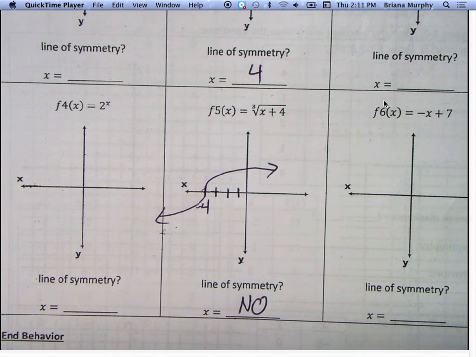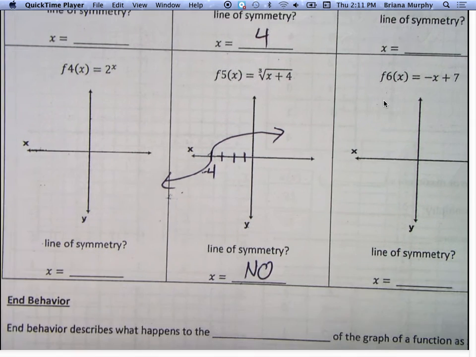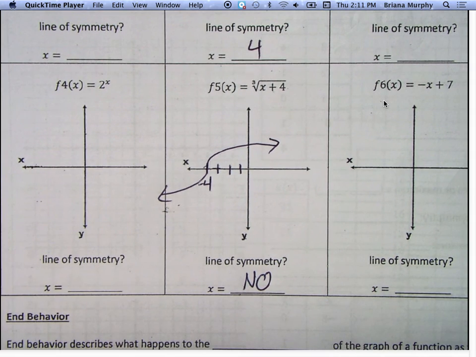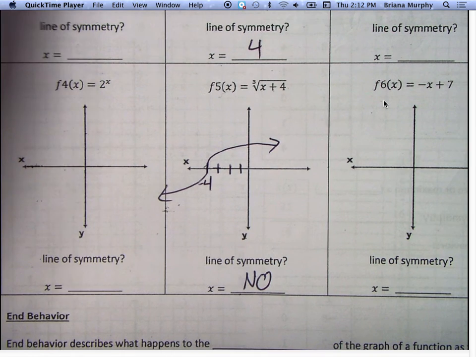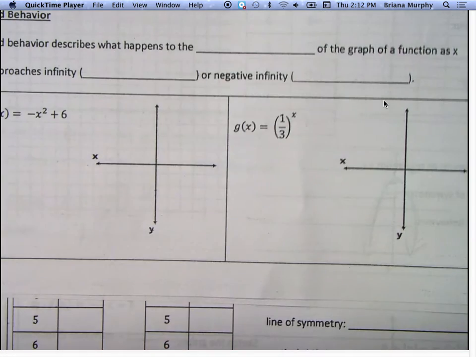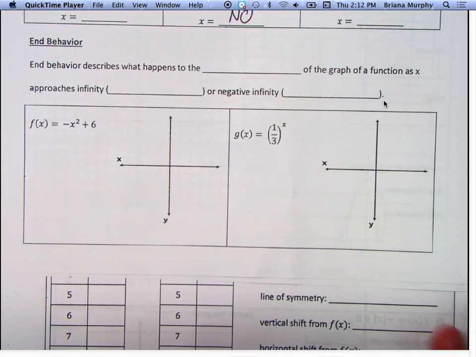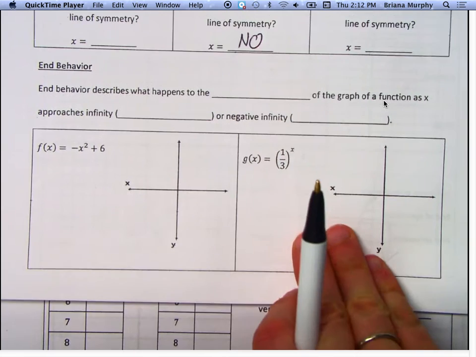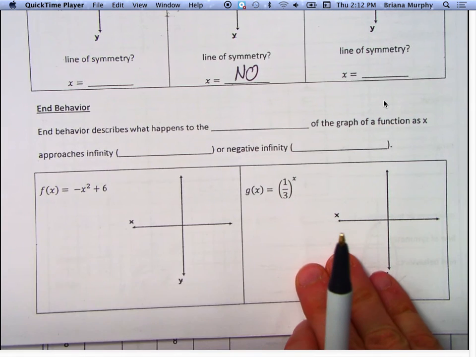Okay, now we're going to talk about end behavior. And end behavior is probably the most important thing we're going to go over. You're going to use it in Algebra 2 a bunch. That's senior stuff. No, junior. Okay. All right. So, end behavior. And we've kind of already talked about this a little bit. We just didn't use the right vocabulary.